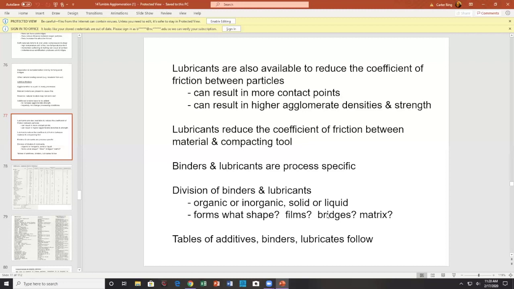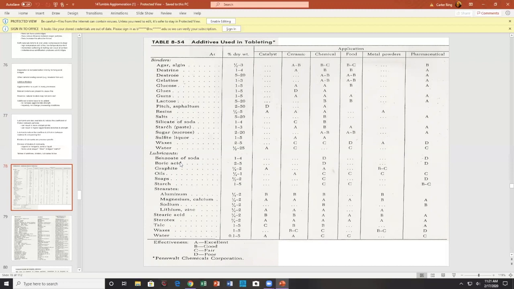Table of additives, binders and lubricants follows. Let's see what we got here. So we have all sorts of binders and we have all sorts of lubricants and we have applications in catalysts, ceramics, chemicals, foods, powder metallurgy, pharmaceuticals, and making pills. Okay. You got all kinds of different materials here. Water. Yeah, water. Anyway.